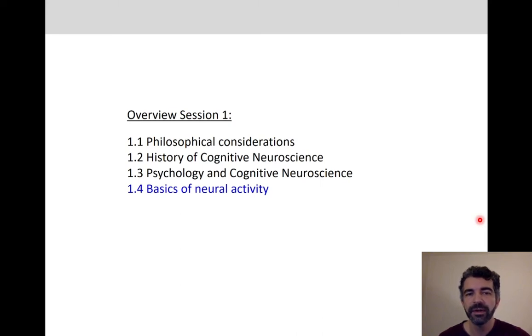This is the fourth and last part of today's introductory session in cognitive neuroscience. Here we will be talking about the basics of neural activity, for example, how action potentials come about and other related neural processes, which will be important in order to understand the neuroscience methods in more detail that we will be talking about in the next couple of weeks.